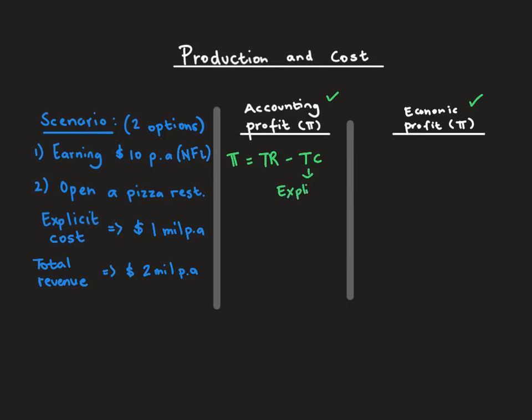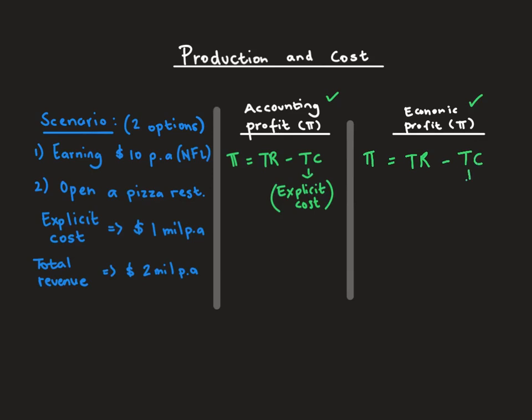An explicit cost is something like, or costs that are tangible. So you can see them, let's say, for example, the ingredients, tomato base, cheese, water and lights, wages. Those are all tangible in the sense that you can see what they cost and how they're paid for. The way we work out economic profit is slightly different. So here we have economic profit, which is equal to total revenue minus the total cost.